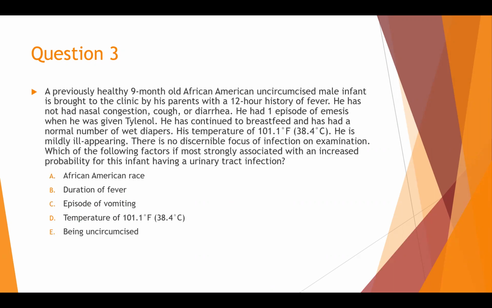All right, previously healthy 9-month-old uncircumcised male, brought to the clinic by his parents, 12 hours of fever. He's not had nasal congestion, cough, or diarrhea. He's had 1 episode of emesis. Continues to breastfeed, had a normal number of wet diapers. His temperature is 101.1, mildly ill appearing. No discernible focus of infection. Which of the following factors is most strongly associated with an increased probability of this kid having a UTI? It's kind of a little bit hard, but E.